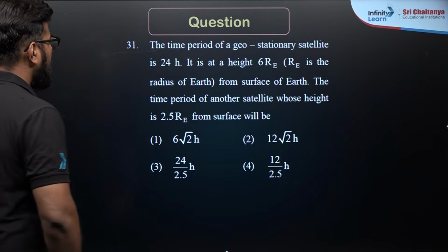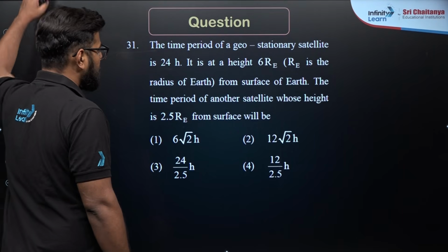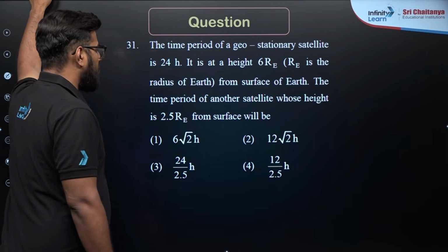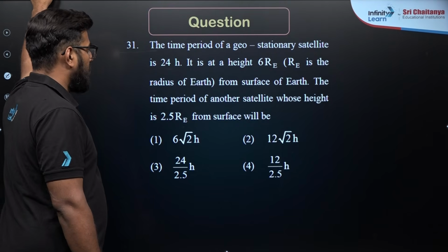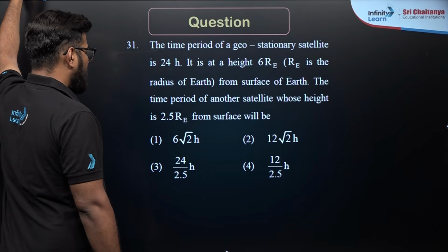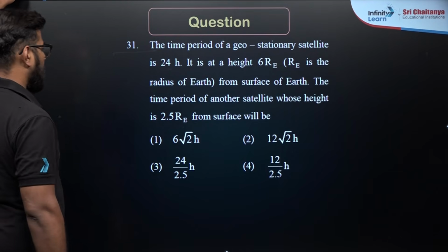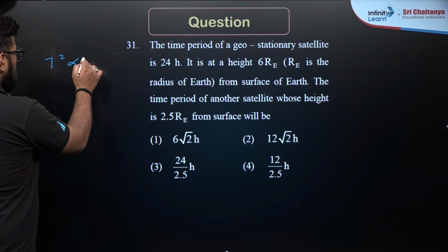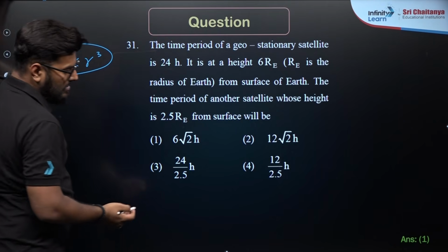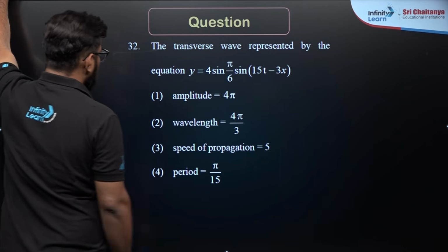Moving ahead, the time period of a geostationary satellite is 24 hours if it is at a height of 6 RE, where RE is the radius of Earth, from the surface of Earth. Okay. The time period of another satellite whose height is 2.5 RE from the surface will be? See, T square is directly proportional to R cube. So I think based on this, you can easily find out the answer. It's going to be option number 1.